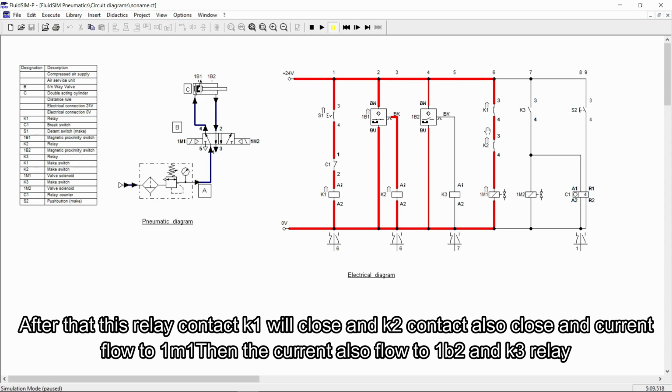After that, this relay contact K1 will close and this relay contact will close too, and the current will flow to 1M1. Then the current will flow to 1B2 and close, and current will flow to the relay K2.